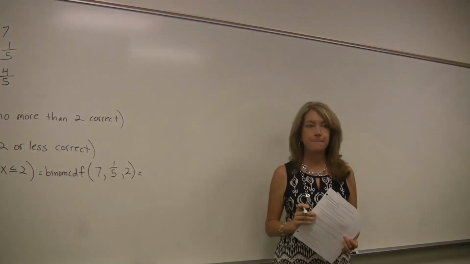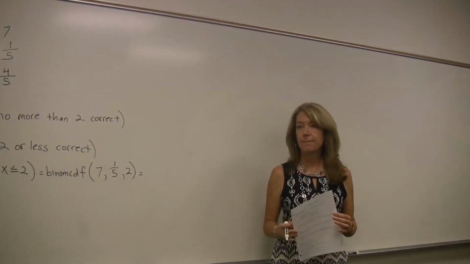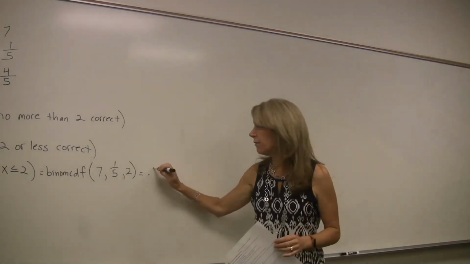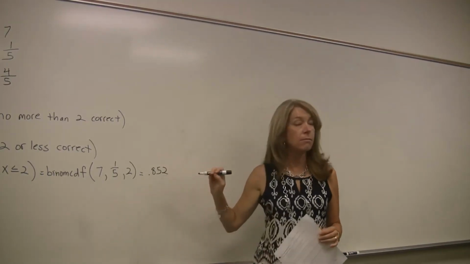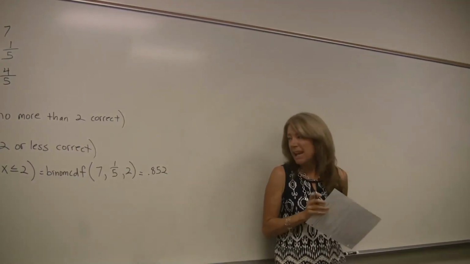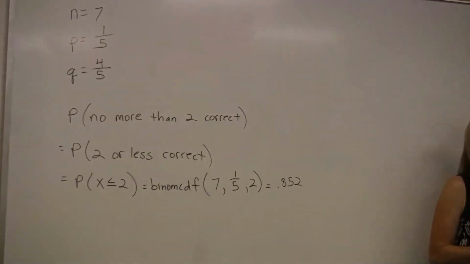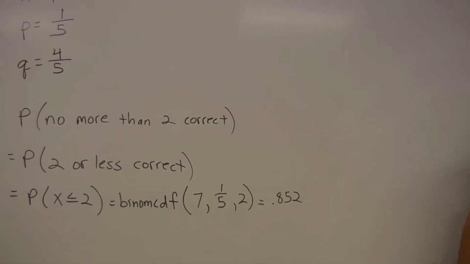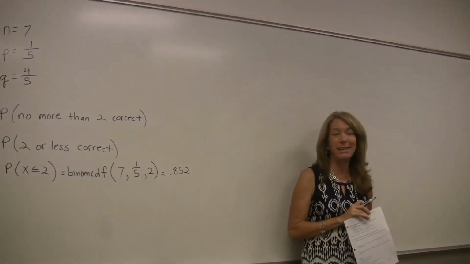What are we getting? 0.85. 0.85, 1? No, 0.852. 852? Yeah? So there's about an 85% chance that the student's going to get 2 or less of them correct. A pretty high probability of an F. We recommend not guessing on exams. It's not the most efficient method.